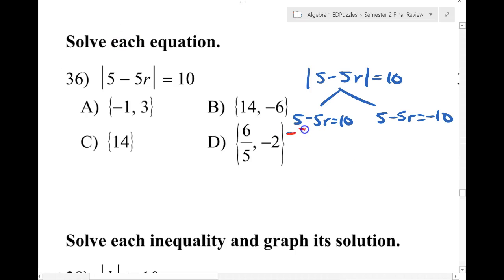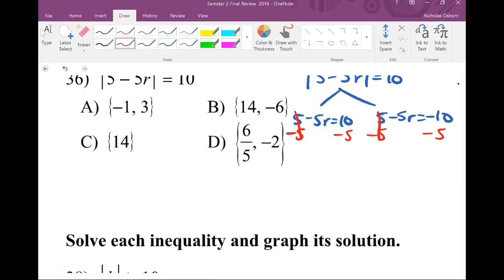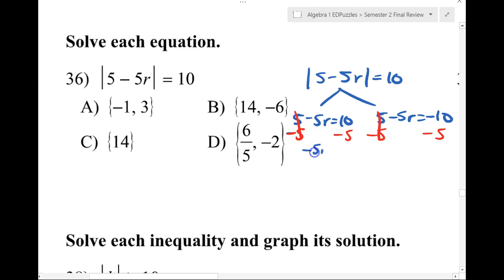Okay, so first, I want the variables on the left, or the letters on the left, so let's subtract the 5 here. And the nice thing about these is that you're going to do the same thing all the way across. Okay, so now negative 5r equals 5 minus 10 minus 5 is 5. And then negative 5r, and negative 10 minus 5 is negative 15. And then I'll divide to get rid of that negative 5, and divide by negative 5 all the way across.